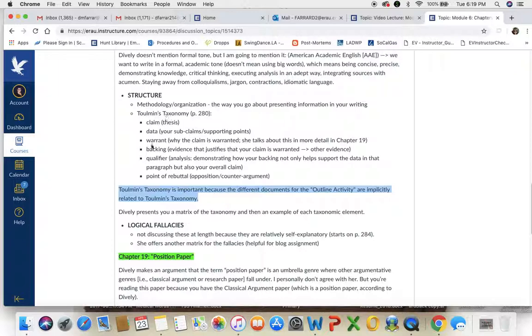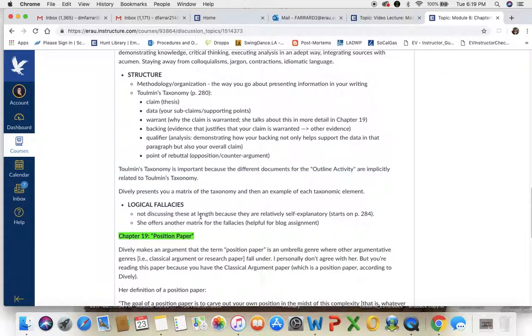So these different points that are identified in this taxonomy are very similar to the different steps you'll be doing in the outline activity. And she has a matrix for the taxonomy and then an example of each taxonomic element. And so there's tone, structure, and then she ends with logical fallacies. And this starts on page 284.